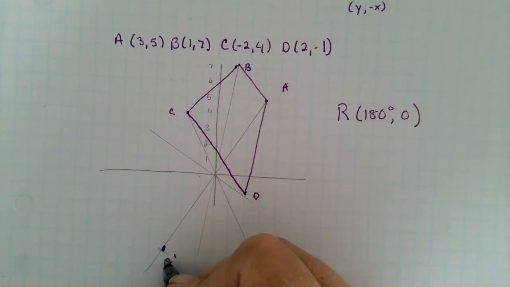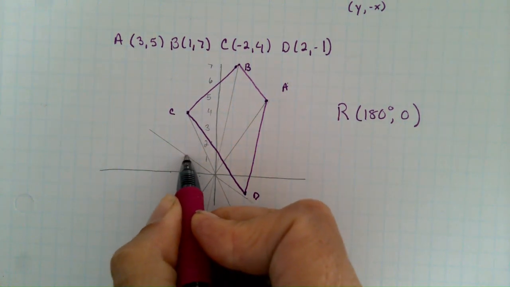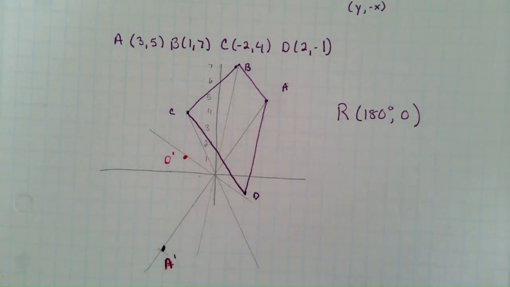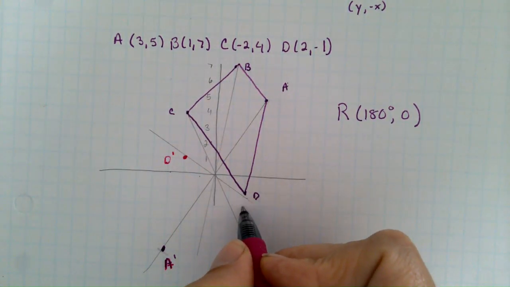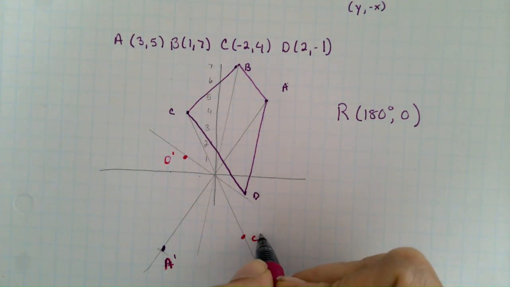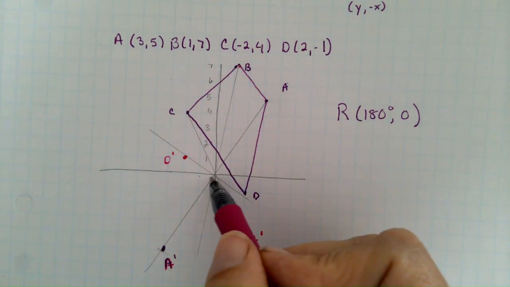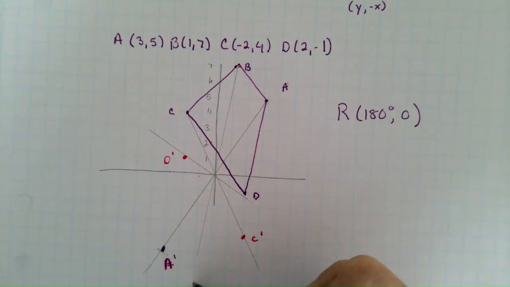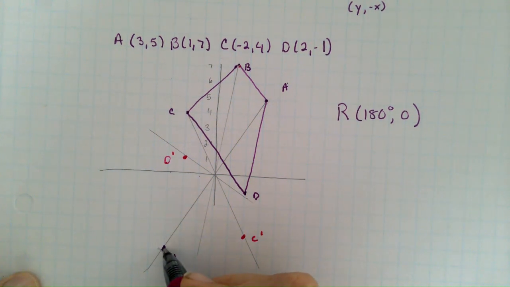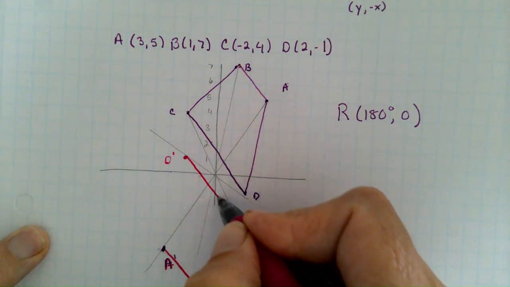Should do that in a different color, shouldn't I? So that means since D is 2, 1, we should be doing 1, 2. C was negative 2, 4, so we're going to go 2, negative 4. And B was 1, 7, so we're doing negative 1, 1, 2, 3, 4, 5, 6, 7. We get our A, B, C, D.